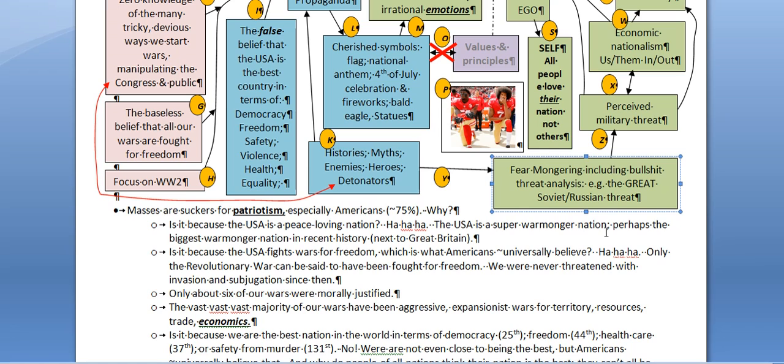Perhaps the biggest warmonger nation in recent history, next to Great Britain. I mean, that's legitimate to say. We're probably the biggest warmonger nation in recent history. What nation has fought more wars than we have? Maybe Great Britain. Why? Because they ruled the damn world for 300 years. They're always fighting wars.